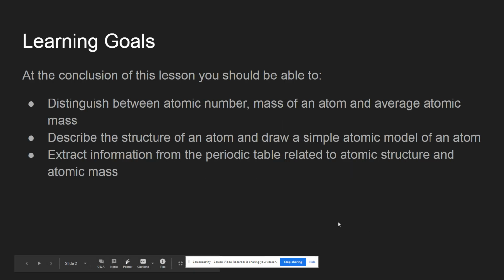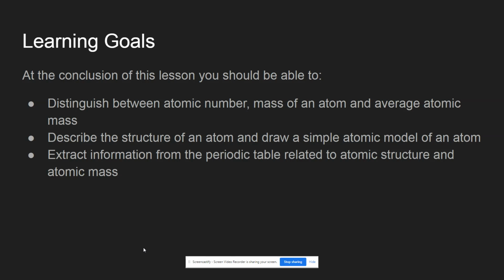Okay, so some learning goals that we have here. At the end of this lesson, you should be able to do 3 things. You should be able to distinguish between what is an atomic number, what is the mass of an atom, and what is the average atomic mass, okay? Those last 2 are really important to understand because a lot of times people get those confused, and we'll make that really easy to understand, okay?